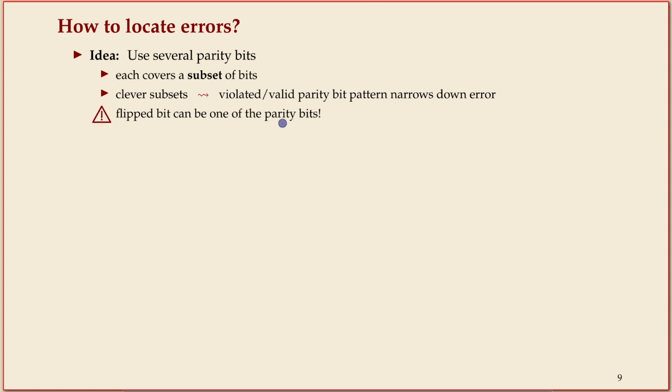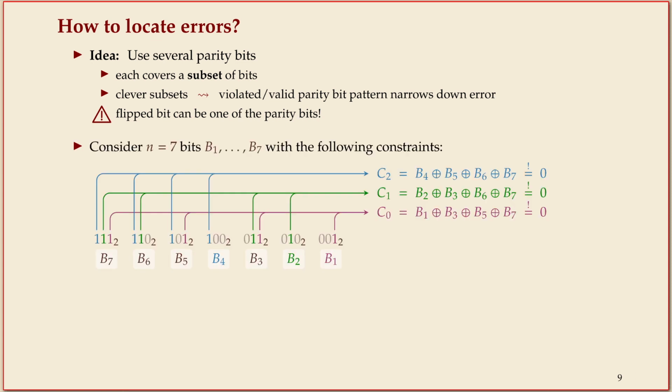Now, you have to be prepared that the parity bits can also be flipped. So you have to make sure that it works in that case too. Here's a concrete setup that we'll focus on, where the message has 7 bits. That's the block size that we sent. Sorry, not the message. The block size has 7 bits.